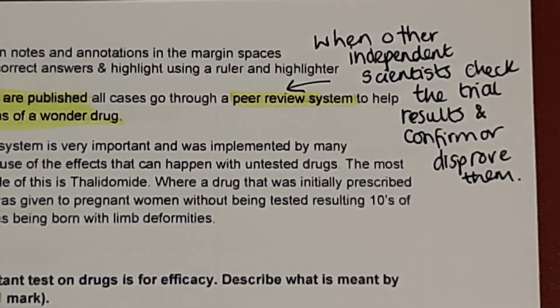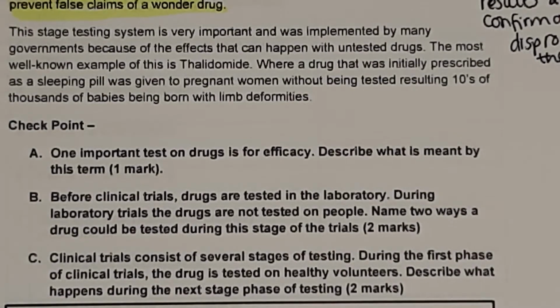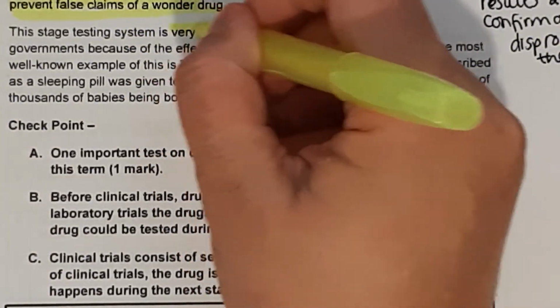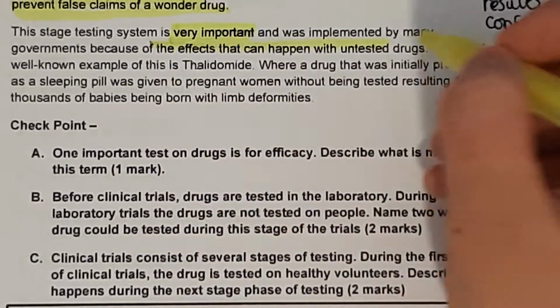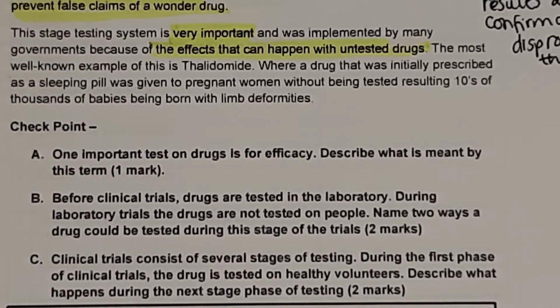And that prevents these false claims, as we said, of a wonder drug. So this stage of the testing system is really important, and it was implemented by many governments because of the effects that can happen with untested drugs. It's very important, and the effects that can happen with untested drugs are really bad. And so we have an example of this, and it's really sad, okay?